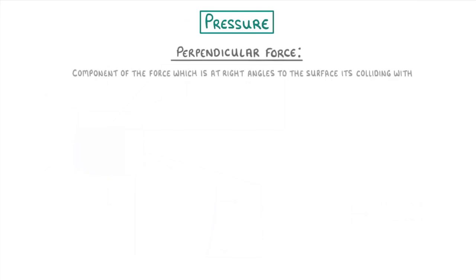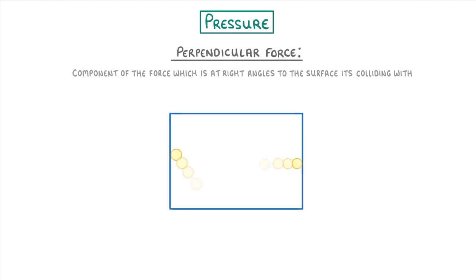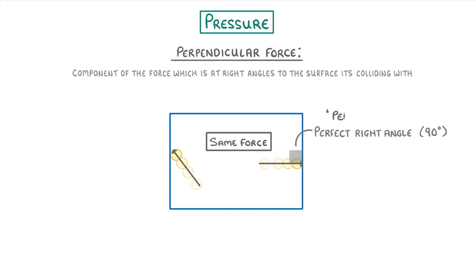Whatever the source is though, one important thing to be aware of is that we always use the perpendicular force, which means the component of the force which is at right angles to the surface it's colliding with. To understand what this means, imagine that two particles strike the walls of this container, both with the same force. This particle on the right is striking at a perfect right angle, or perpendicularly to the surface. This means that the entire force would be used to generate pressure on the container wall.